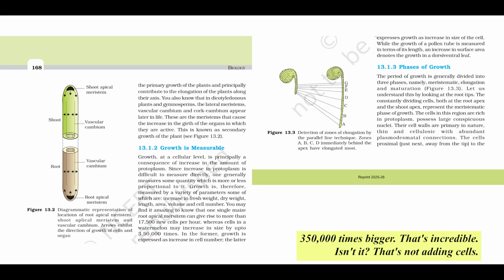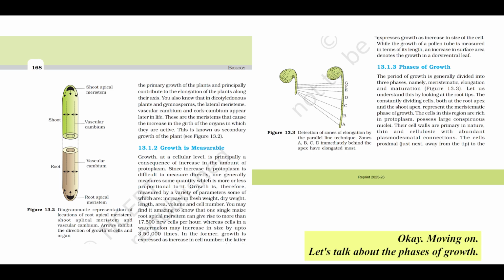Isn't it? That's not adding cells. It's the sheer increase in the size of the cell. Yeah. Pure enlargement. Or think about a pollen tube growing down towards the ovule. Its growth is mainly measured by its length. Okay. And for a typical flat leaf, like a mango leaf, growth is best captured by the increase in its surface area. Right, how much bigger the flat surface gets. Exactly. So you see, the parameter depends on the structure and the type of growth. Understanding which parameter fits which scenario is key for MCQs.